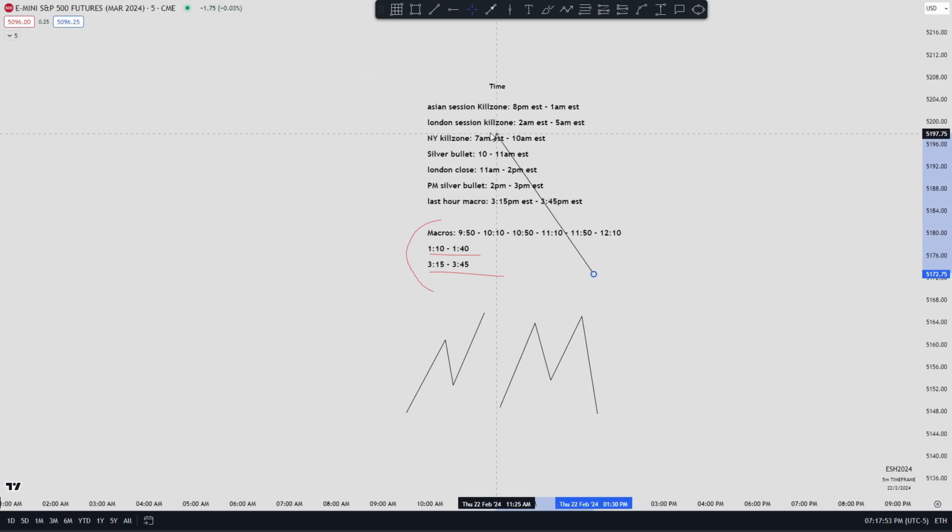So you're trading the New York session and coming into the London close. During these times right here, 9:50 to 10:10, then you've got 10:50 to 11:10, then 11:50 to 12:10, right? During the time period that you're trading, these macros are like rush hour. A big influx of volatility will come into the marketplace. That's how you can look at macros from a rush hour perspective.